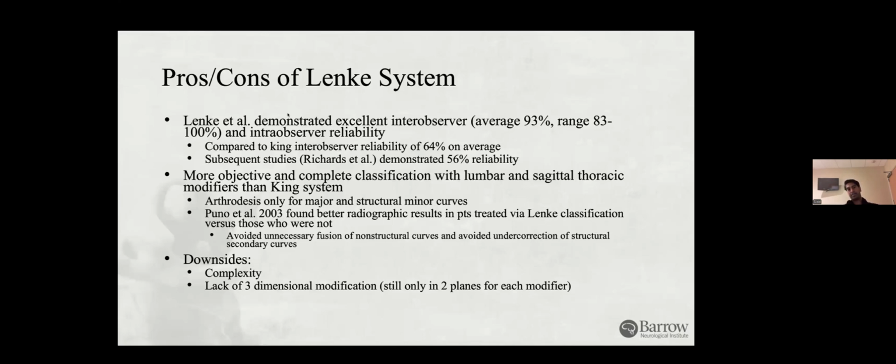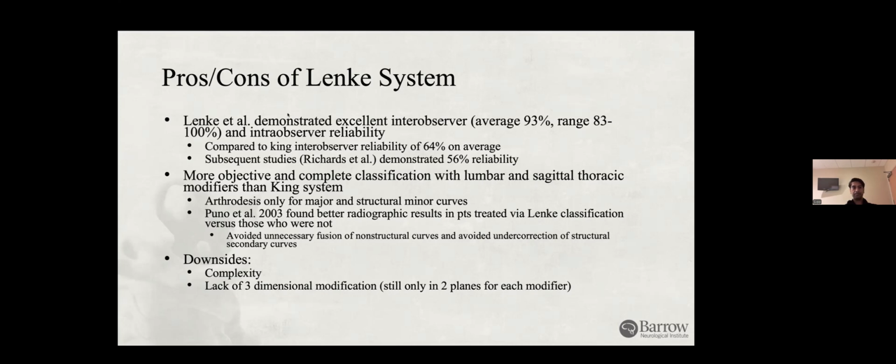It is more objective and complete than the King system. It does account for the three planes. And the most important aspect of the Lenke system is, like I had mentioned before, the King system was great for the Harrington rod, but now with the development of segmental fusion, which just means that we can decide individual vertebral levels that we decide to fuse, the Lenke system really took over because it can guide us on exactly which levels need to be fused.